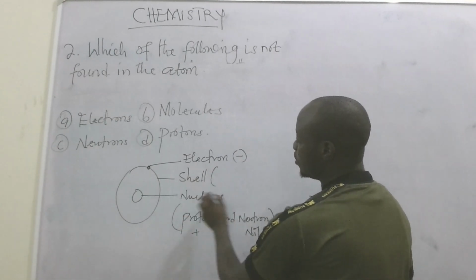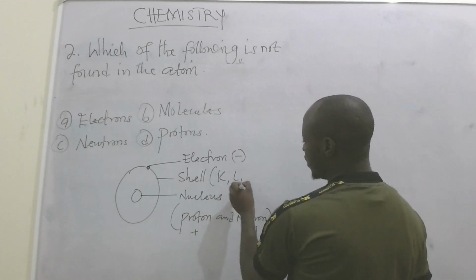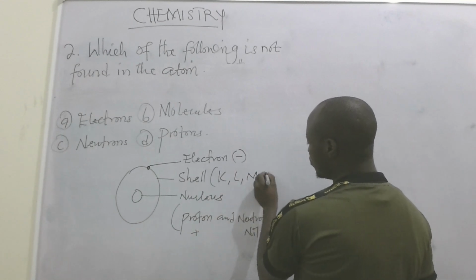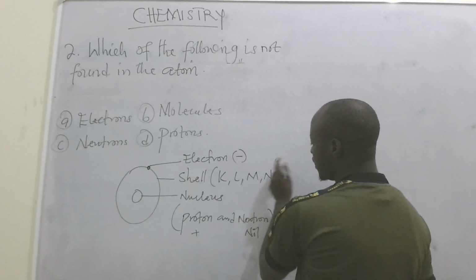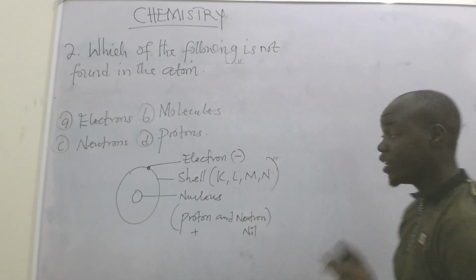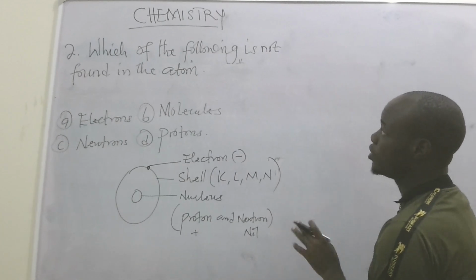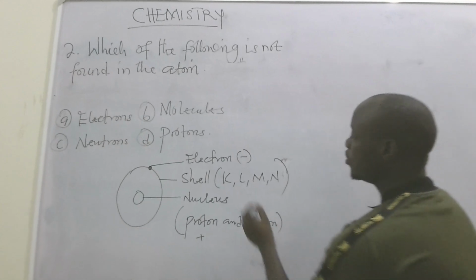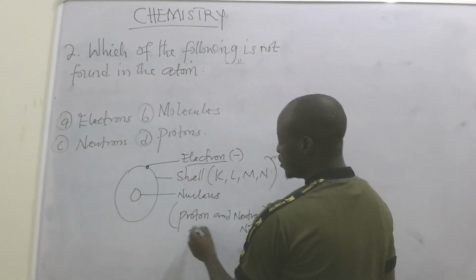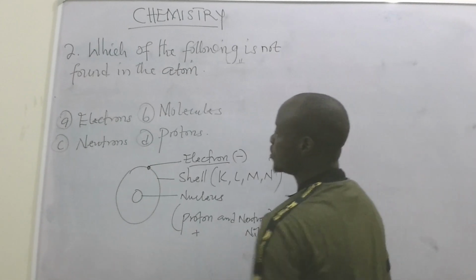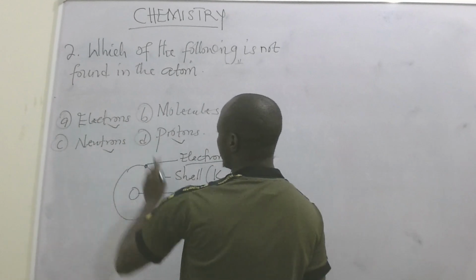And of course, in the atom we have different shells. We have the K shell, the L shell, the M shell, and the N shell. So these are the shells. In addition, the question is now asking us which of the following is not found in the atom. So we have electrons on the shell, then we have protons and neutrons.